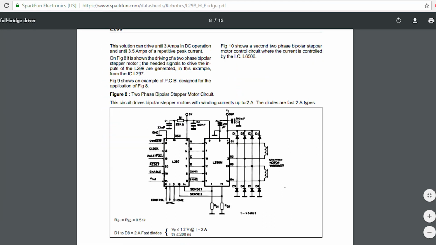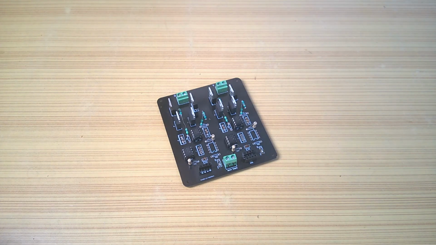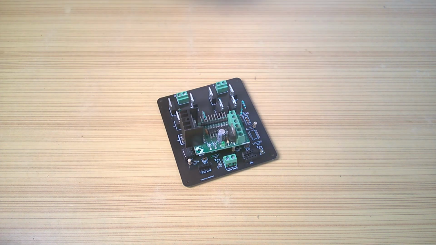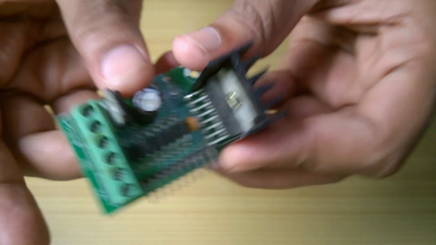The L298N requires some protection circuitry, and if you don't want to make one, you can just buy it as a module. Can you believe this complete board can be replaced just by this small board? Amazing, right? That's why I love electronics and my enthusiasm never dies for them.